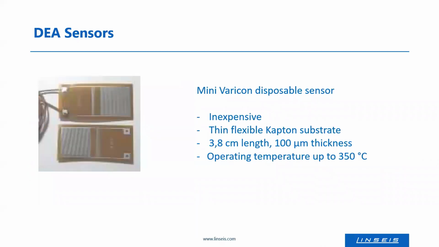We also have mini Varicon sensors. They are inexpensive, quite small, 3.8 centimeters, so 38 millimeters in length. They can be operated up to 350 degrees Celsius. They have a lower AD ratio compared to the Varicon, but for most curing processes, they are good enough.